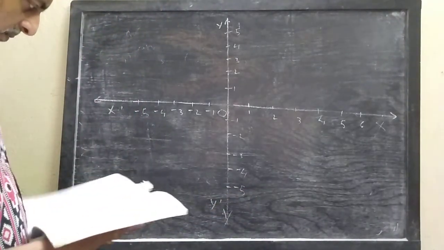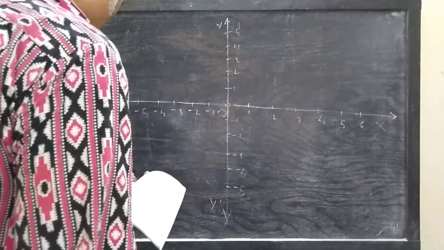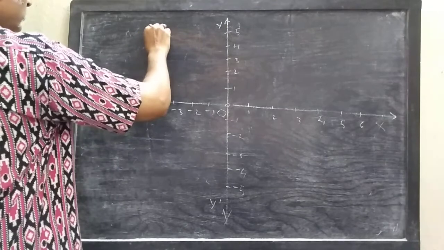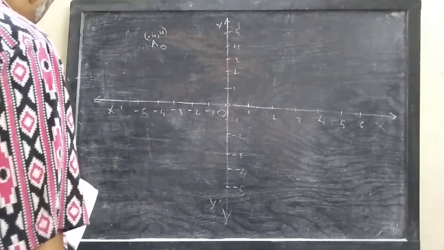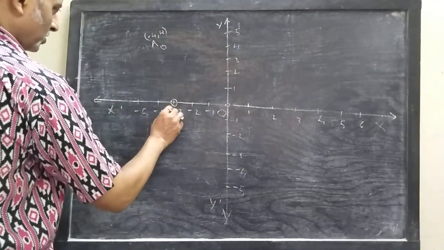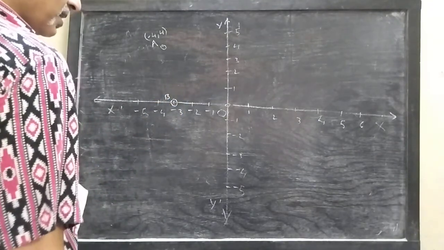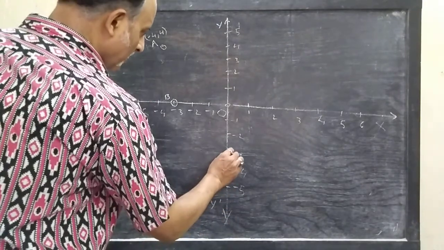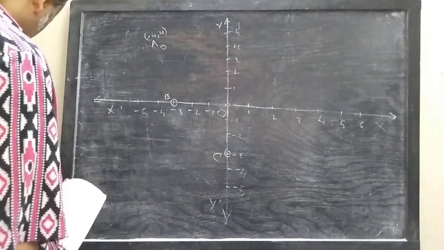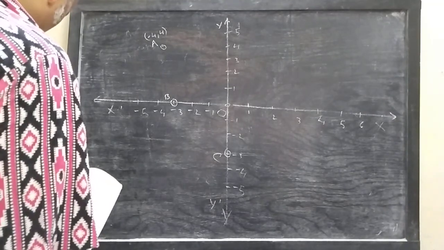Now you are asked to plot the points. First the origin O, already plotted, (0, 0). Next A (minus 4, 4). Here will be your point A, whose coordinate is (minus 4, 4). Next B (minus 3, 0). Here is your point B (minus 3, 0). C (0, minus 3) will be here. C (0, minus 3). OABC.